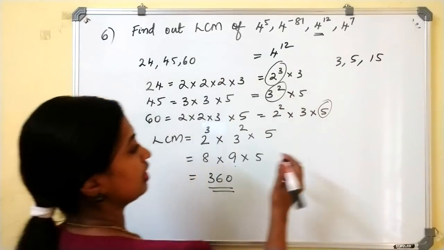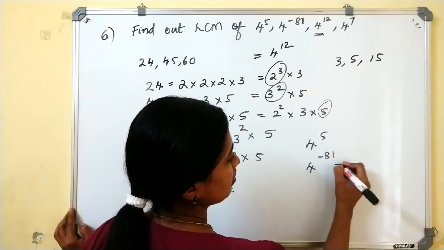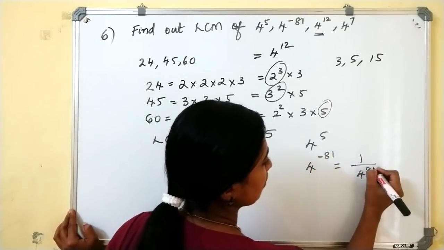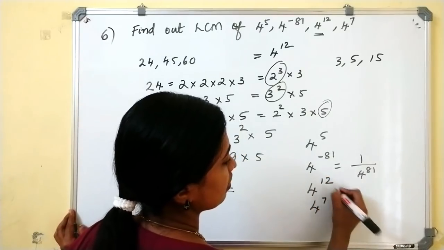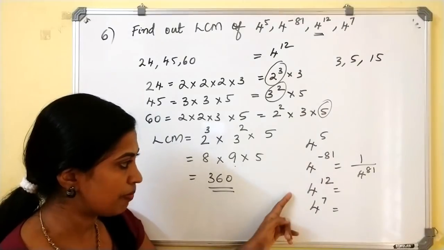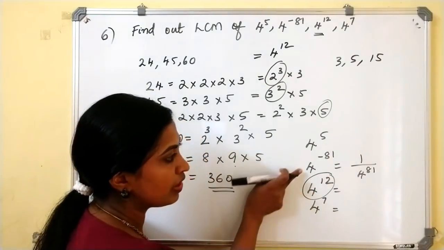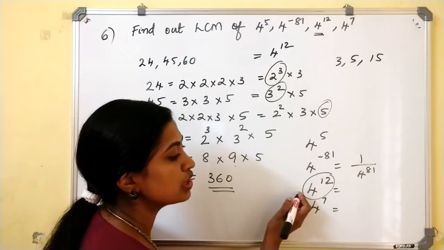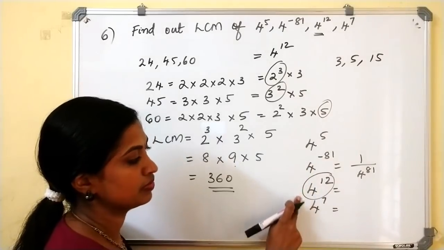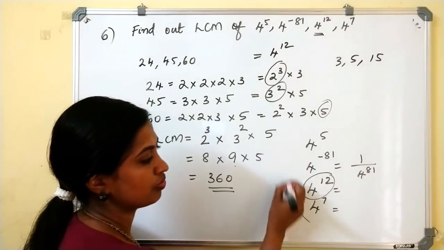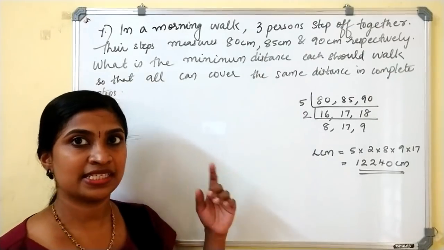360 is the LCM in this case. Similarly, here we have 4 raised to 5, 4 raised to minus 81, which is 1 by 4 raised to 81, 4 raised to 12, and 4 raised to 7. Here, the largest number is 4 raised to 12. It can be divided by the other numbers. So, 4 raised to 12 is the correct answer. It is the LCM of the other 4 numbers. Okay, next question.